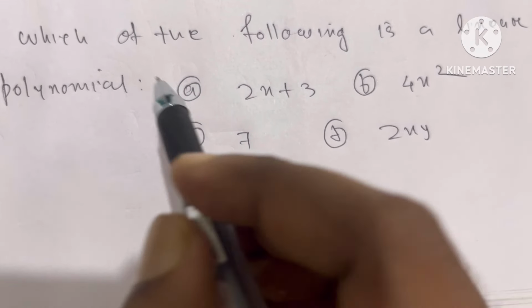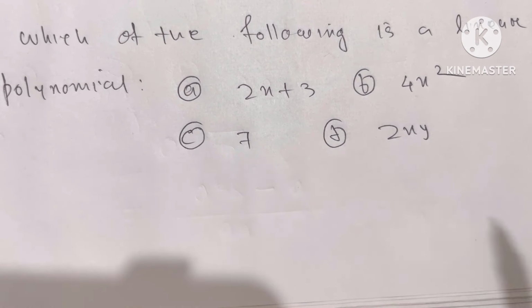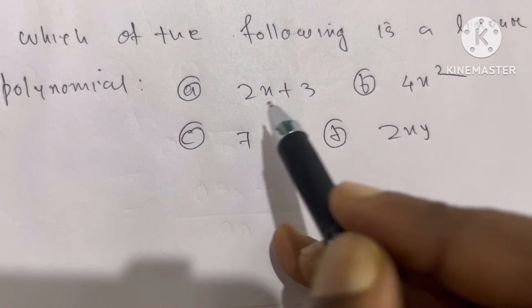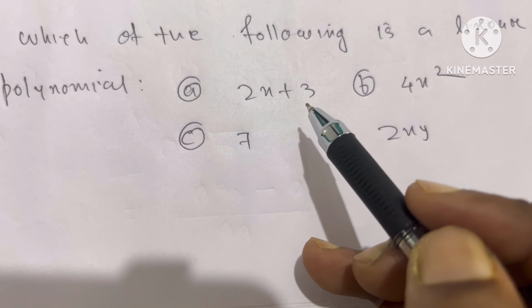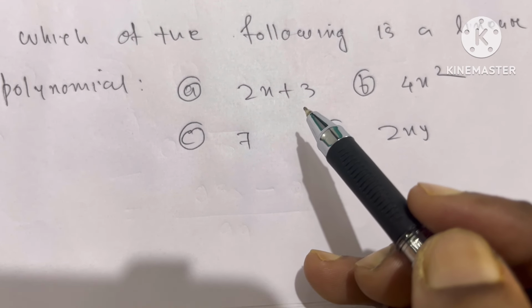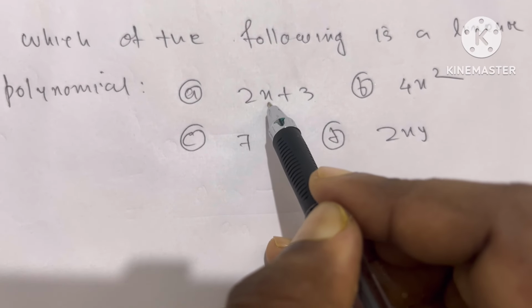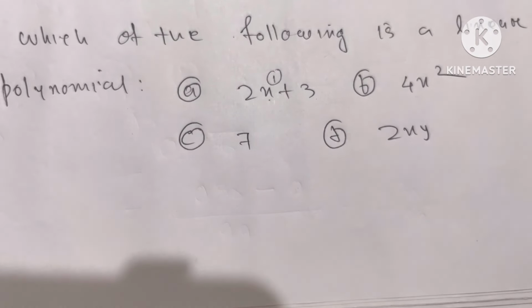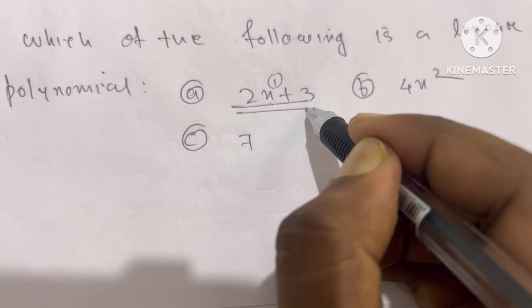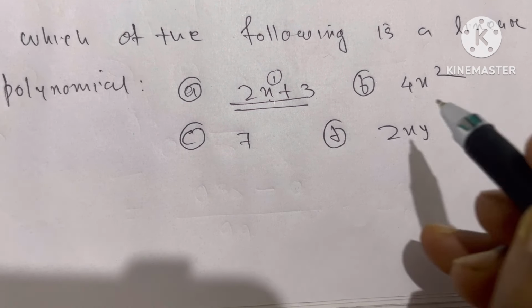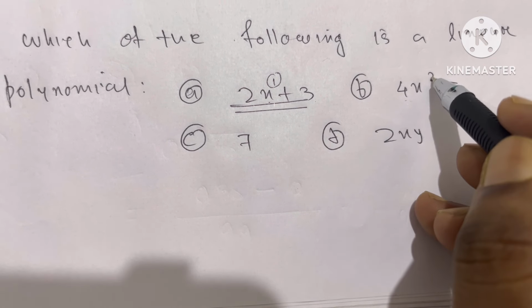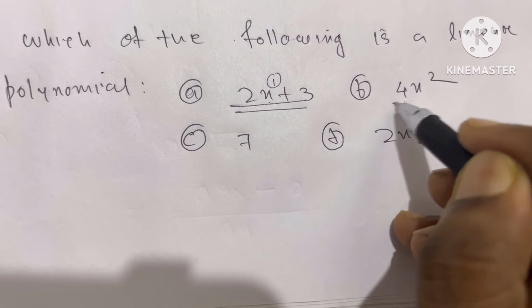So question number 4. Which of the following is a linear polynomial? Linear means the polynomial which has degree 1. If you observe, degree 1 means the highest exponent of the variable is 1. So 2x plus 3. x power nothing means we can consider x power 1. So the degree of this polynomial is 1. Already I discussed in question number 1. So here x power 2, so that's why the degree of this is 2.